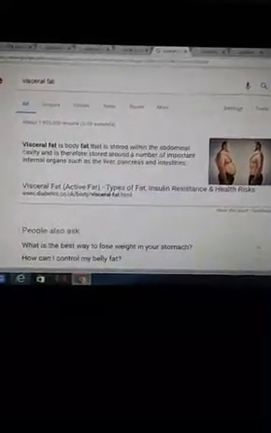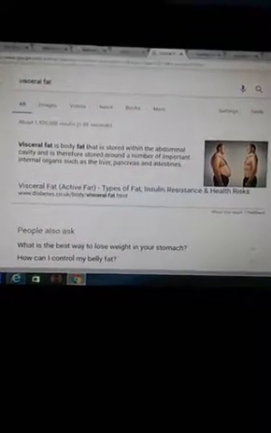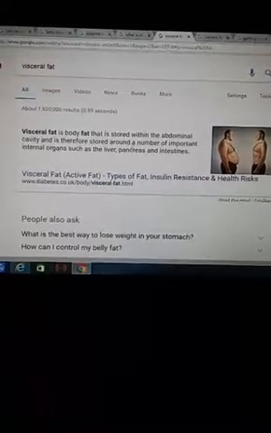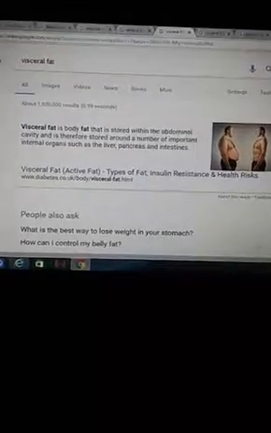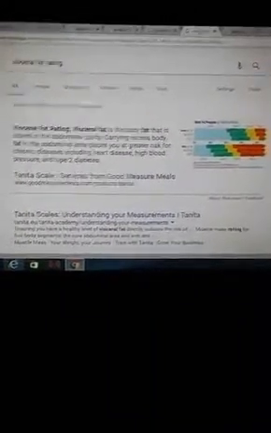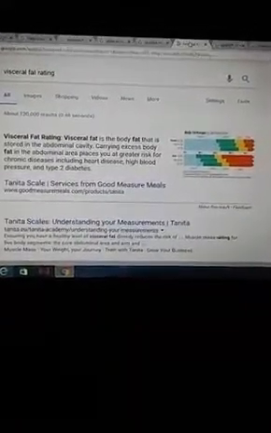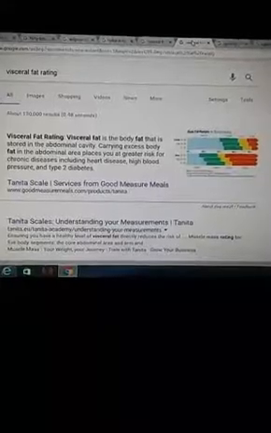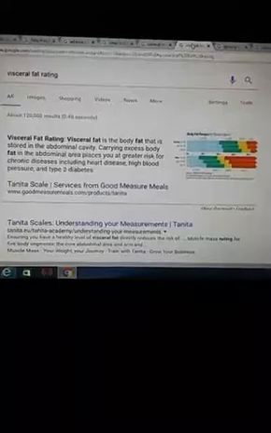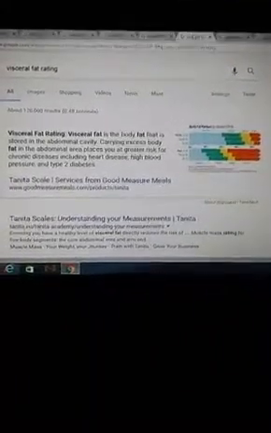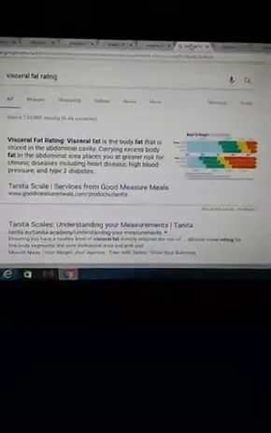Visceral fat is body fat that is stored within the abdominal cavity and is therefore stored around a number of important internal organs such as the liver, the pancreas, and intestines, right? Well, let's keep going. Visceral fat rates. Visceral fat is the body fat that is stored in the abdominal cavity. We just heard that, right? Don't keep telling me the same thing, right? Carrying excess body fat in the abdominal area places you at great risk for chronic disease, including heart disease, high blood pressure, and type 2 diabetes.